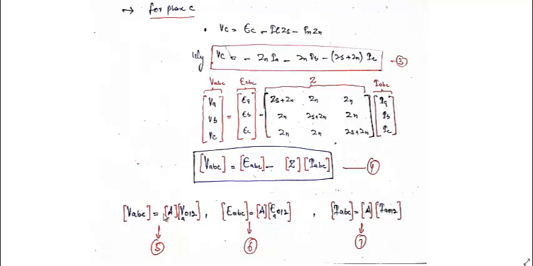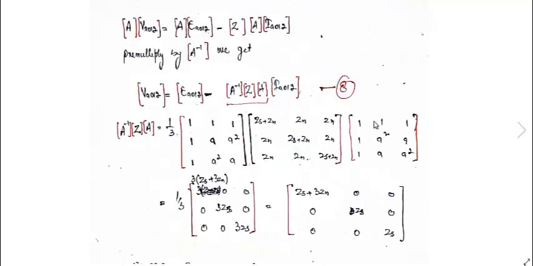So putting these values, equations 5, 6, and 7, into equation 4, this will be A times VA012, equal to A times EA012 minus Z, and this IABC will be A times IA012. The same equation has been written over here. That means A VA012 is equal to A EA012 minus Z into A IA012.